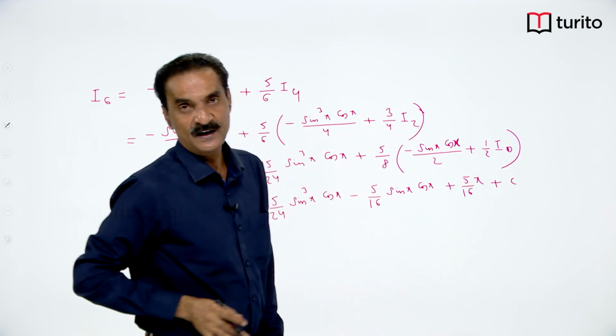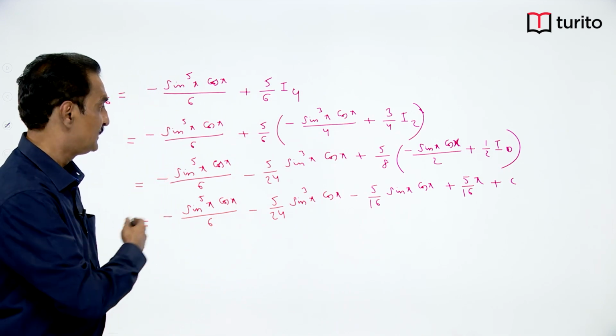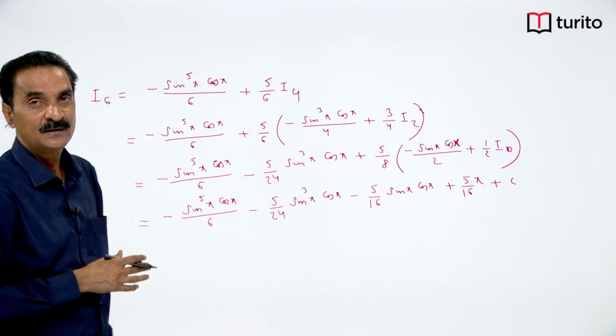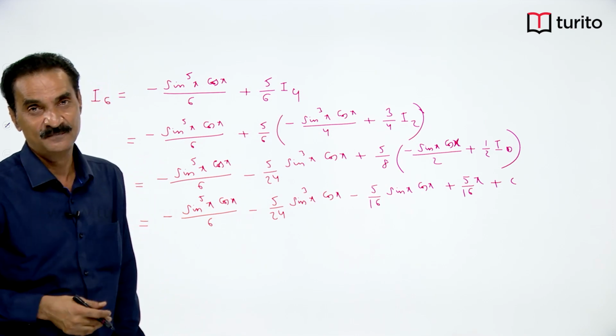In the final step we write plus c. This is the method of integration by reduction.